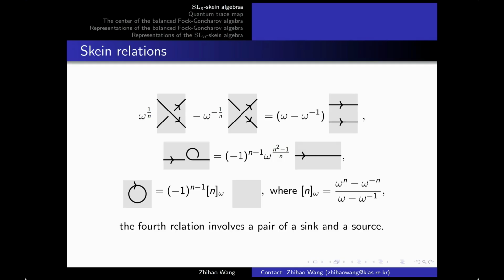Because all these relations come from the representation theory of the UQSLN. So why do we have this relation? Because these relations come from the representation category of the UQSLN, for this quantum group. This is why this is for SLN, not for SPN or some other group.